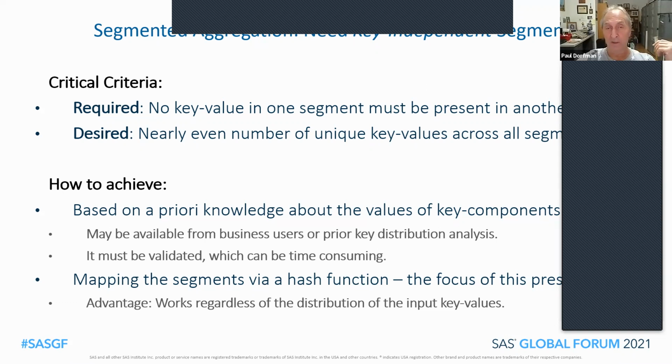Well, the second way, actually presented in this talk, is mapping the segments using a hash function. This is the focus of this presentation. The advantage of this method is that you don't have to think about what properties your keys have, and it works regardless of how the key values, be it simple key or composite key, are distributed. So let's get to the bottom of it.